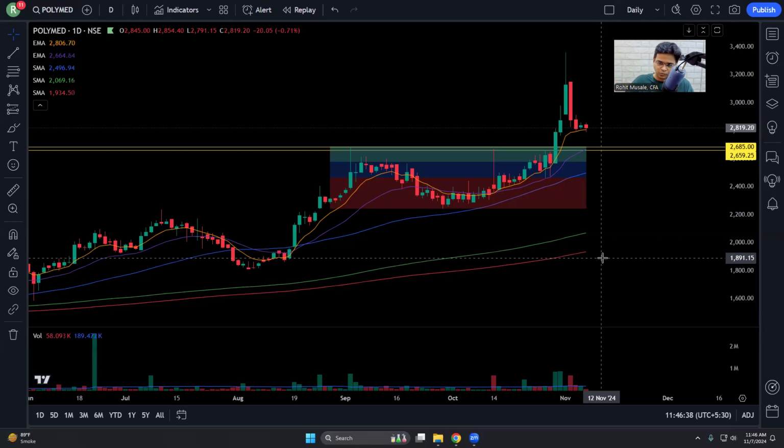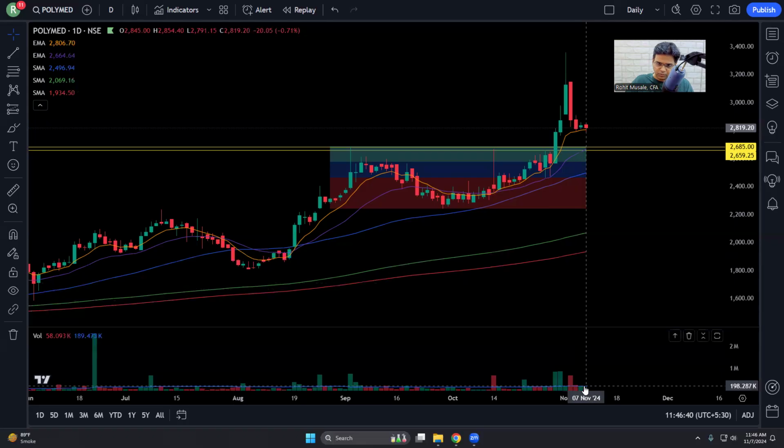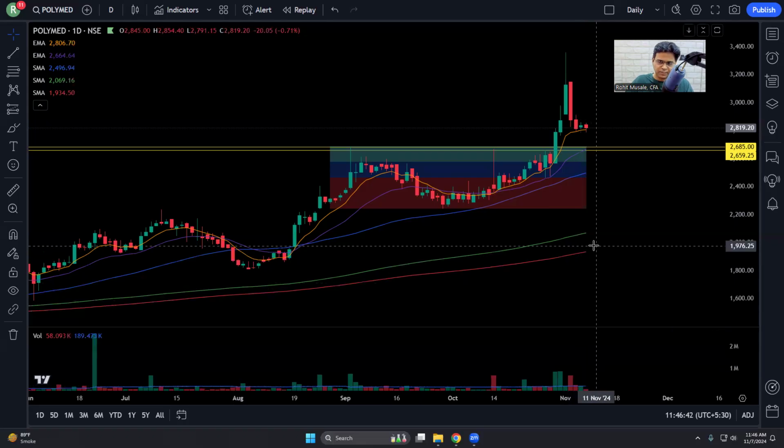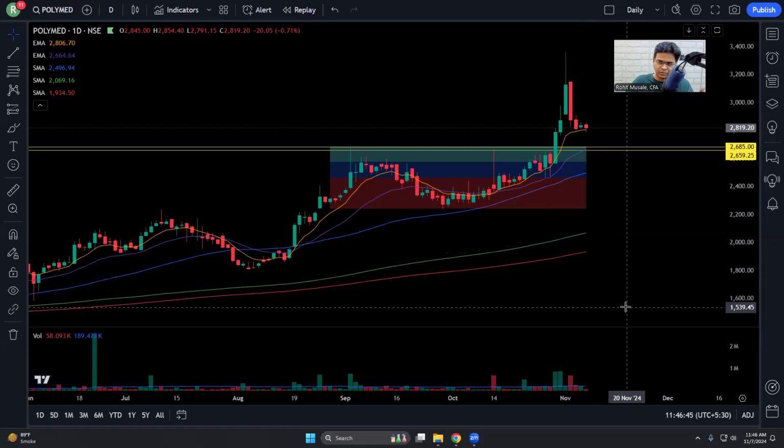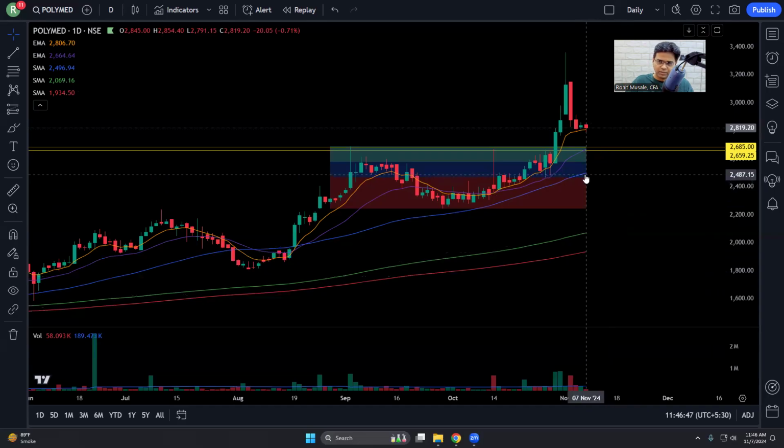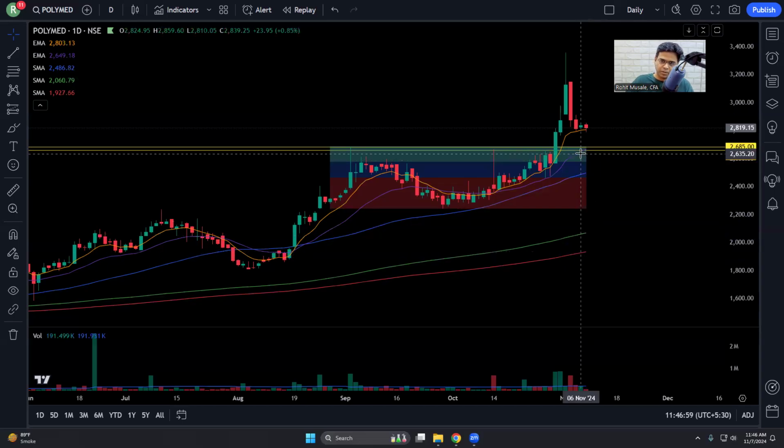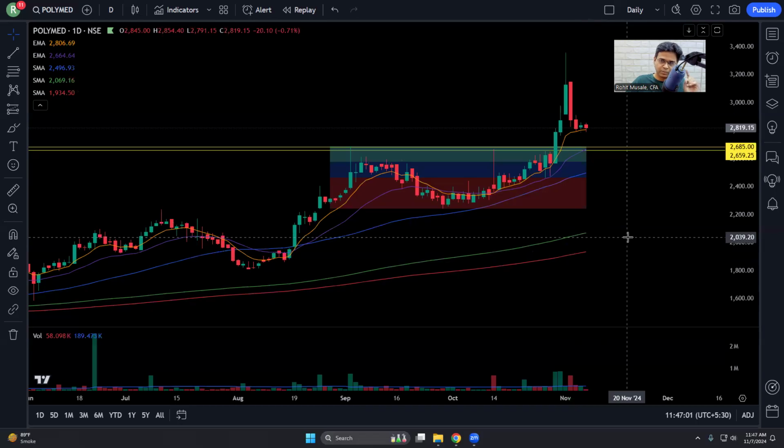Okay. So first you see volume. This is the blue line, which is the 50-day simple moving average. The blue line here is the 50-day simple moving average of price. The green line is the 150-day simple moving average of price. The red line is the 200-day simple moving average. The purple line is the 21-day exponential moving average. It is not the simple moving average.